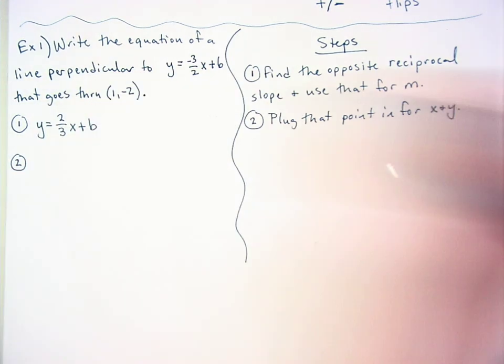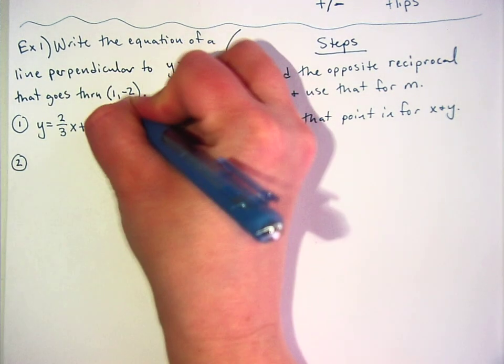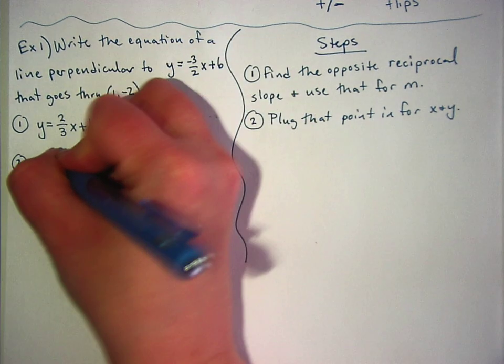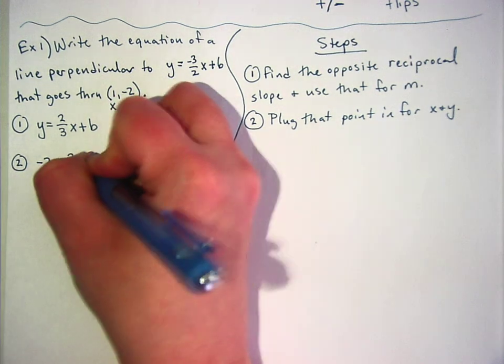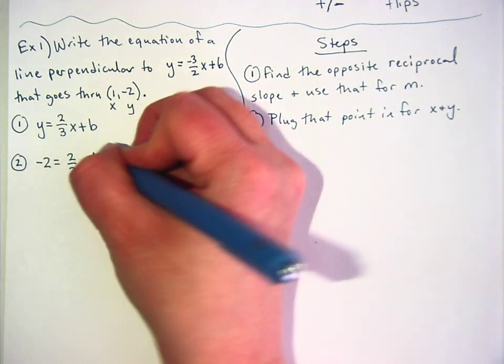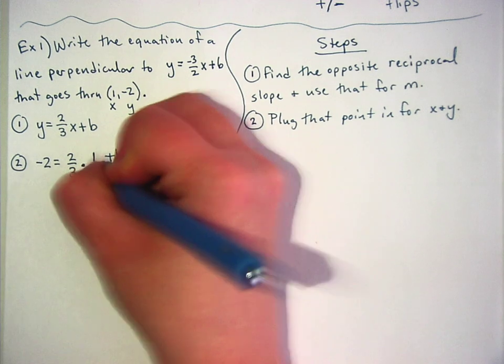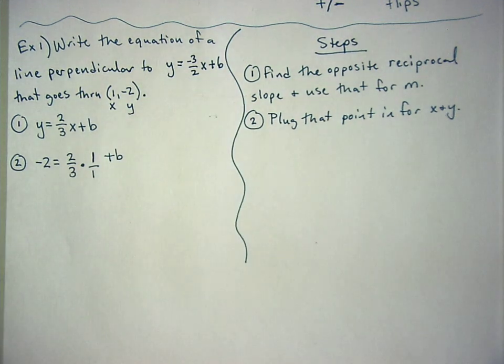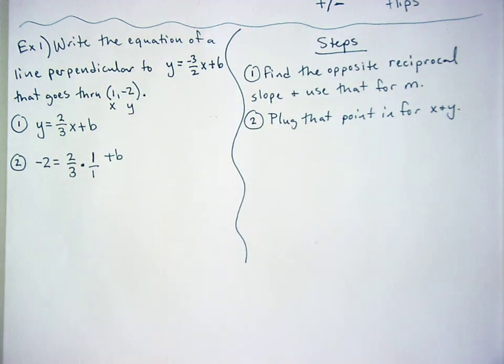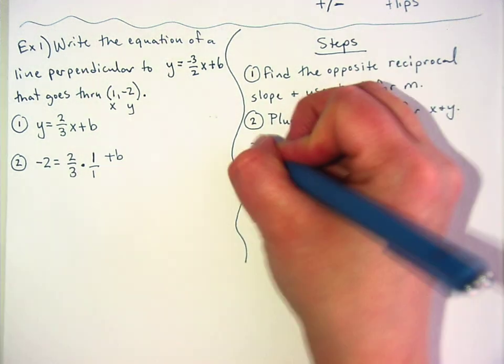Number 2, I'm filling in x and y. This is x, this is y. Negative 2 equals 2/3 times 1 plus b. I'm going to make that a 1 over 1. What's next? You know this. Solve for b.